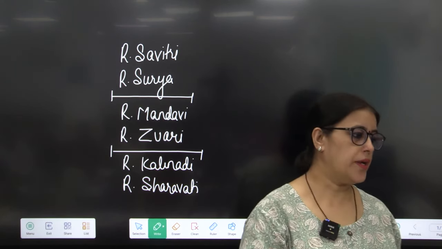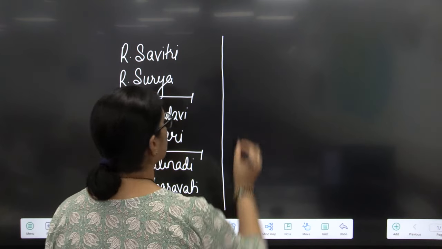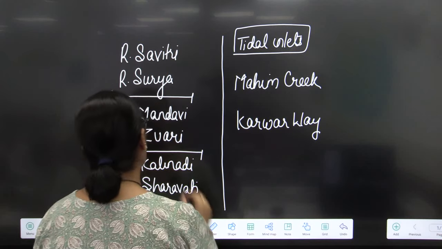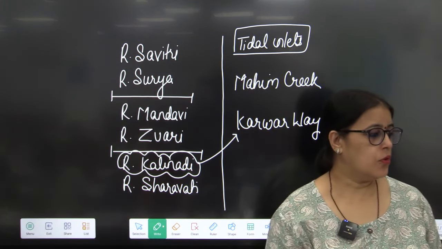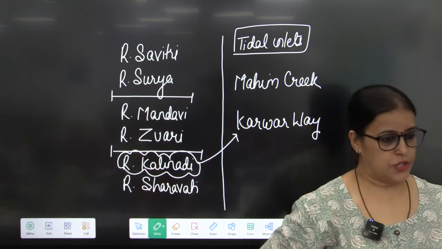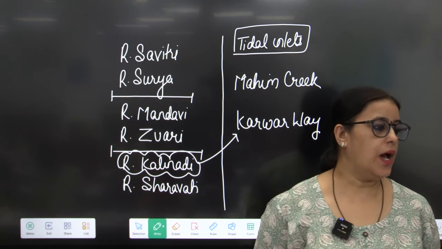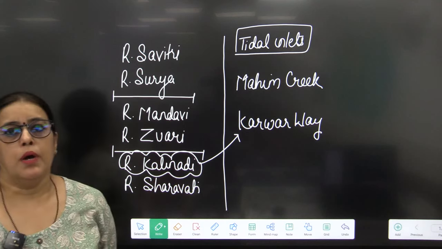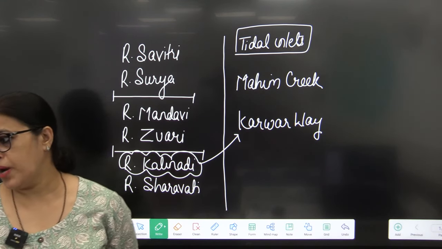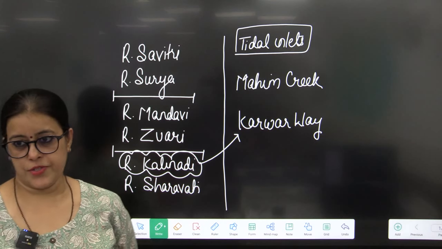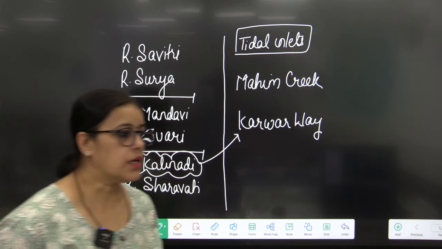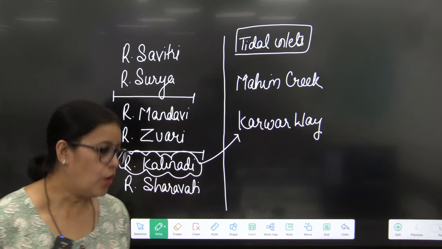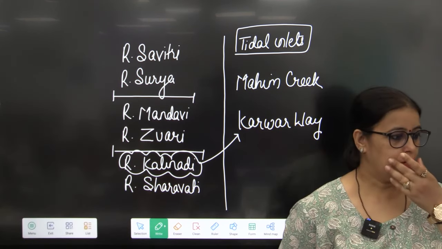Closely. Next point, Konkan plains are also characterized by tidal inlets that provide excellent conditions for natural harbors. Mahim Creek of Maharashtra, Creek, you know what it is, right? And Karwar Bay of Karnataka. Pause down for a while.